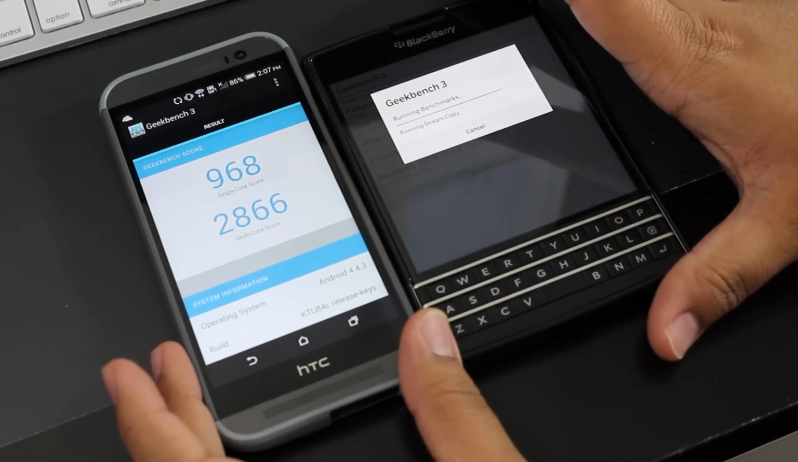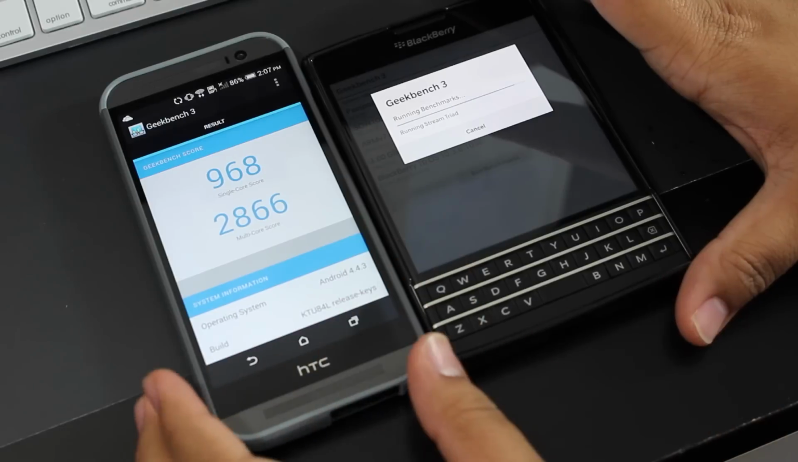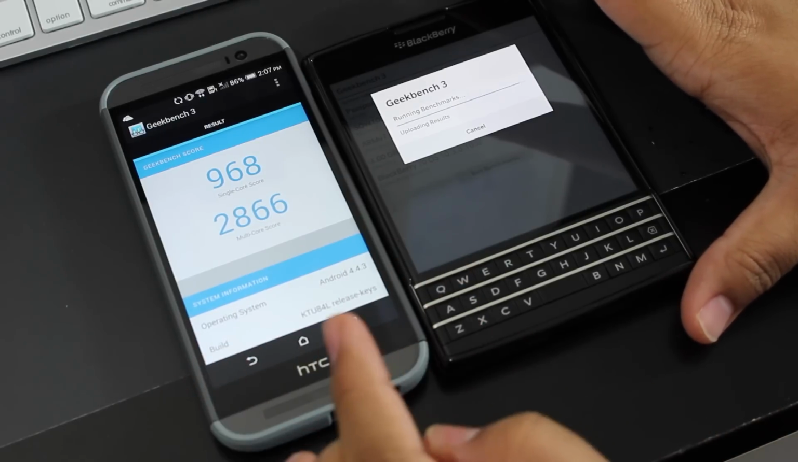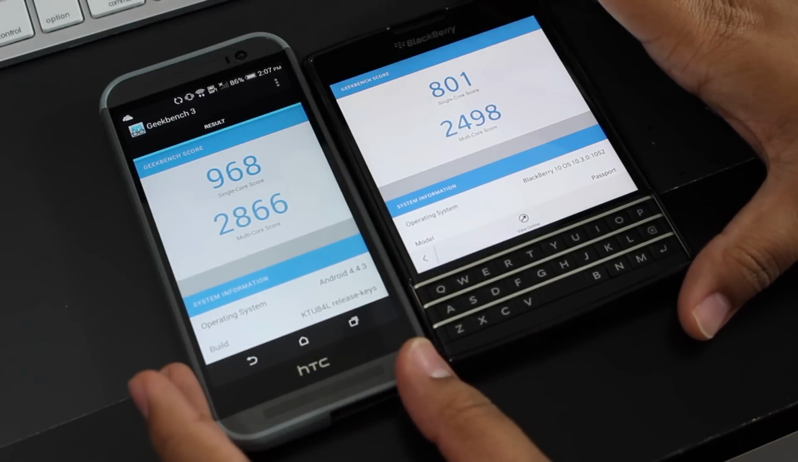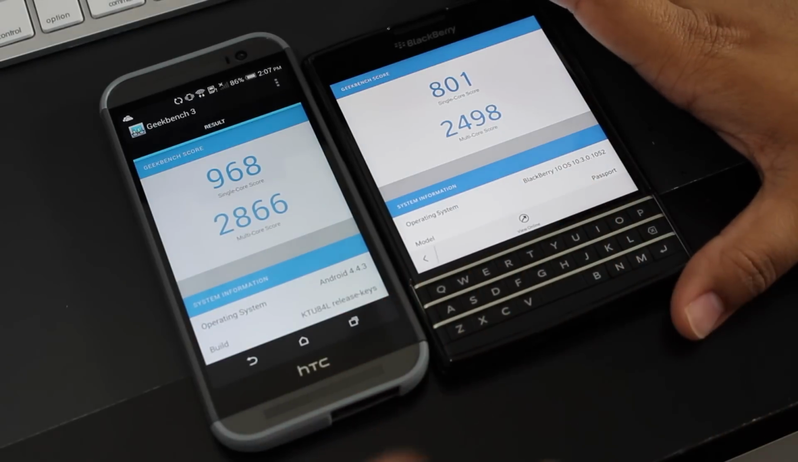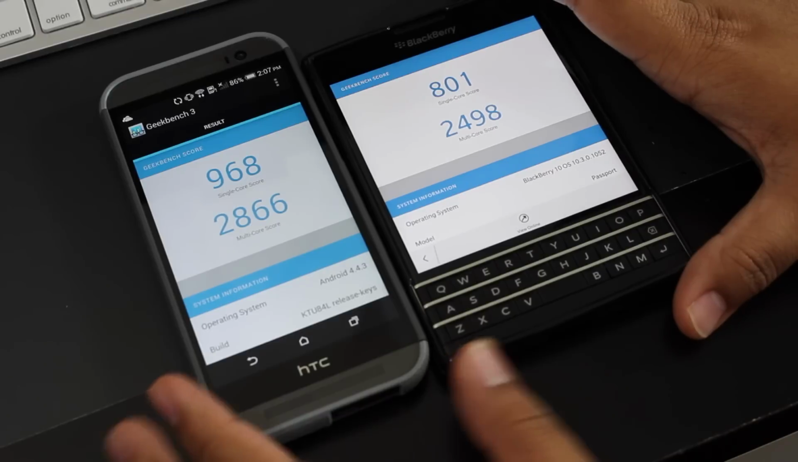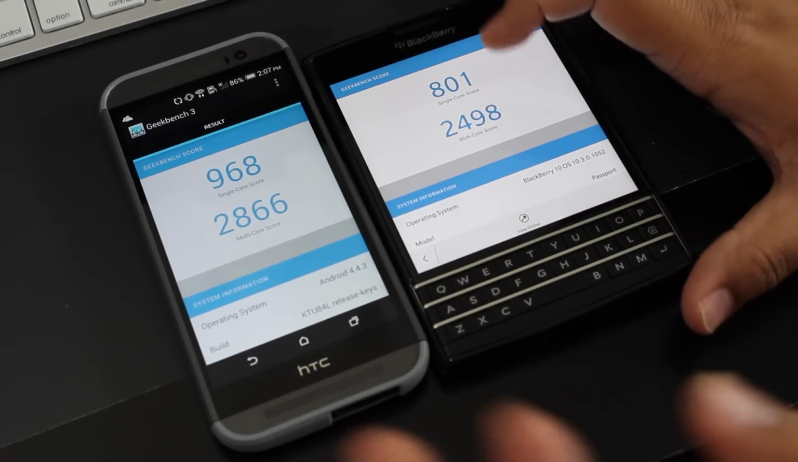So the HTC M8 finished first. It started a little bit before, but it finished first and it got a score of 968 for the single core score, and for the multi-core score it got 2,866. And for the BlackBerry Passport we have 801 for the single core score and 2,498 for the multi-core score.